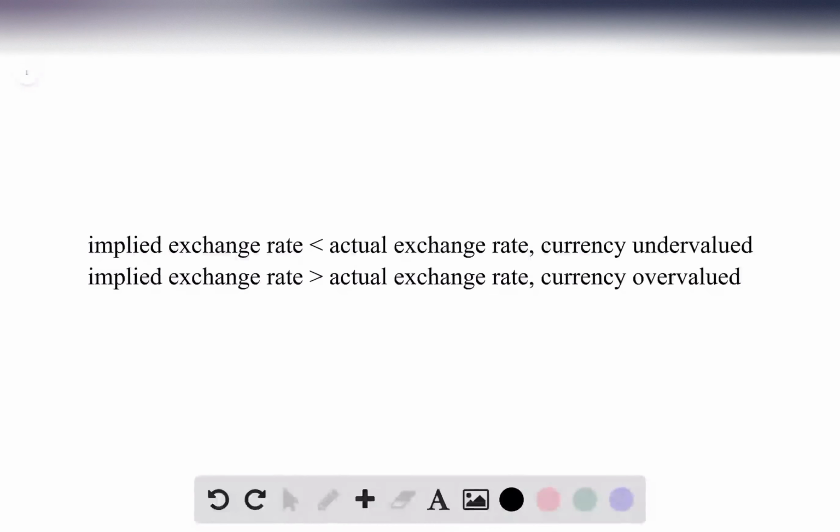In Switzerland, however, it's the reverse. So the Swiss franc, the implied exchange rate is greater than the actual exchange rate. So it looks like the Swiss franc is overvalued. In Indonesia, the implied exchange rate is less than the actual exchange rate, and that's the same for Canada and for China. So for each of those, it looks like their respective currencies are being undervalued.